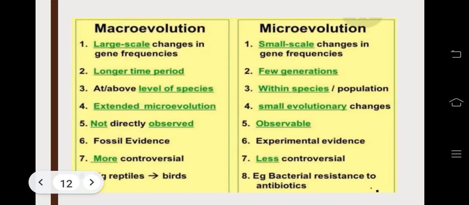Macroevolution: large scale changes in gene frequencies. Microevolution: small scale changes in gene frequencies. Macroevolution: longer time period.